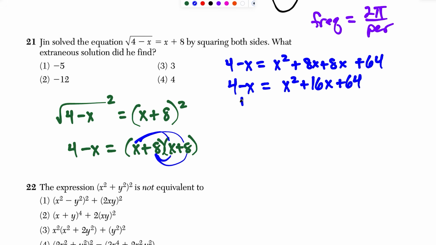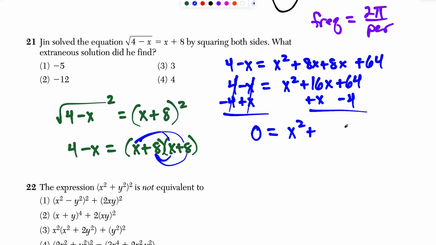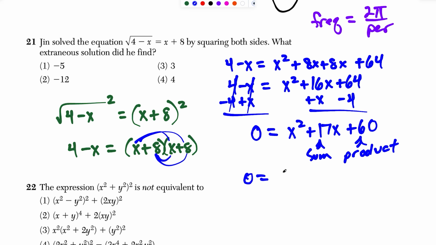And now we could go plus x on both sides, and we could go minus 4 on both sides. And now we have 0 equals x squared, 16x plus 1x is 17x, and then 64 minus 4 is 60. And now from here, we need two numbers that have a sum of 17, and we need the two numbers that have a product of 60. And the mystery numbers are 12 and 5.